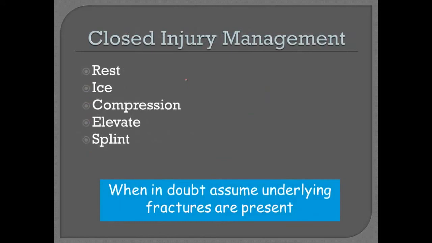As far as closed soft tissue injury management, RICES. We want to rest, ice, compress, elevate, and splint. And this is going to help the blood and fluids that are going to accumulate under that closed injury. It's going to help them drain. When in doubt, assume that the underlying fractures are present. So think about the structures underneath, and we can't do x-rays in the field, so we certainly have to at least take them in for evaluation to see if they have some sort of fracture underneath.